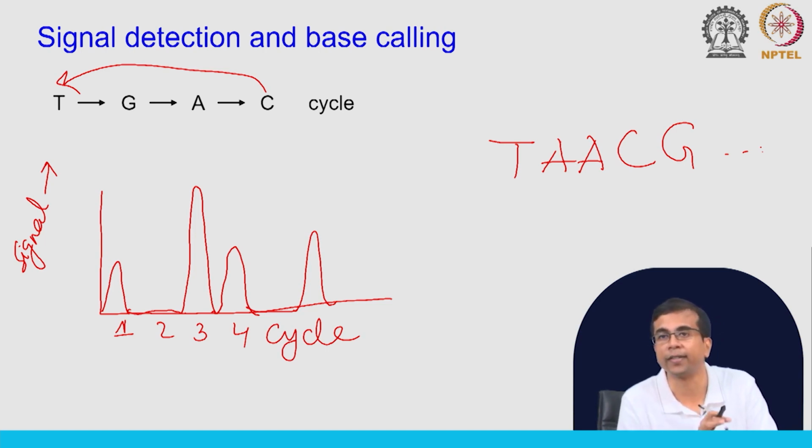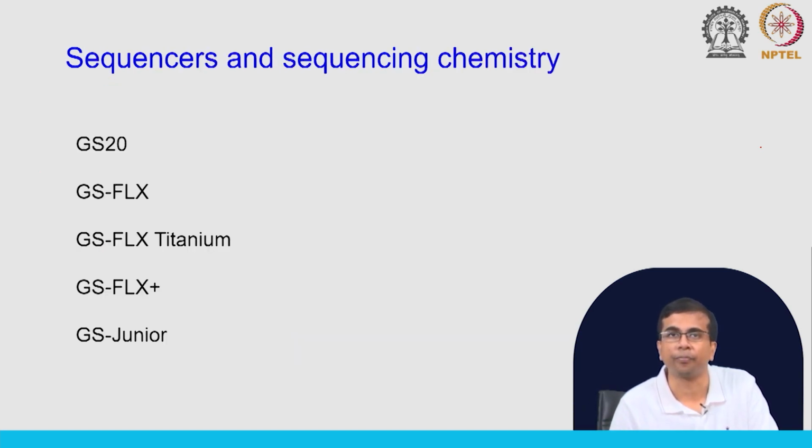So, you now understand that there is this chain reaction that happens because of release of pyrophosphate during addition of a base, that actually translates into light, which we can then measure as the light intensity or signal intensity, and through which we can determine the base that is being added. Now, here are the sequences that actually were present.